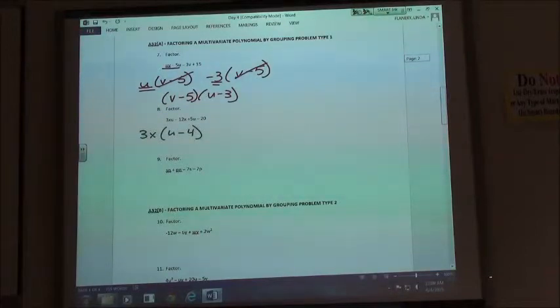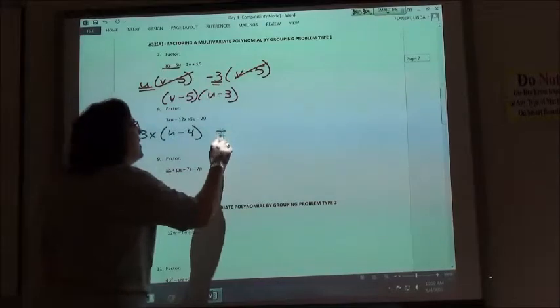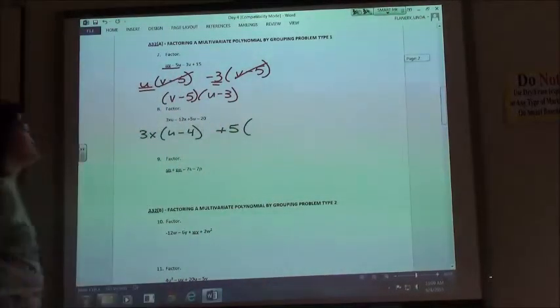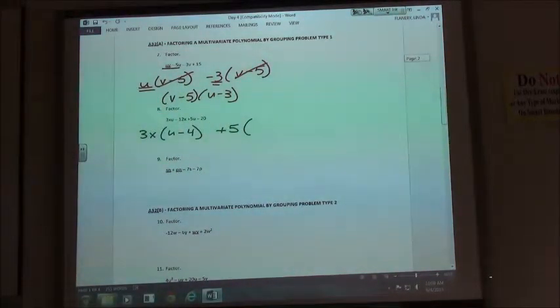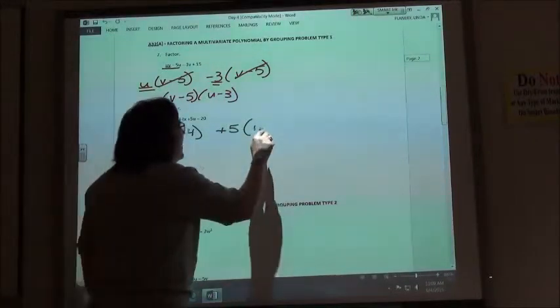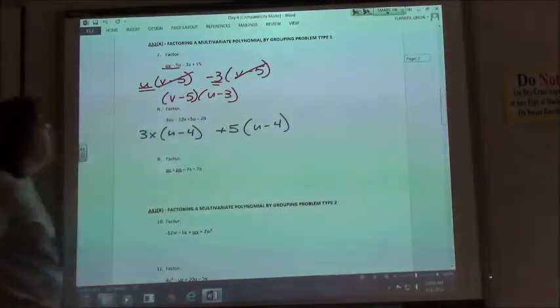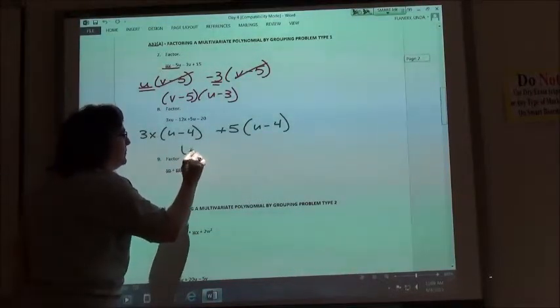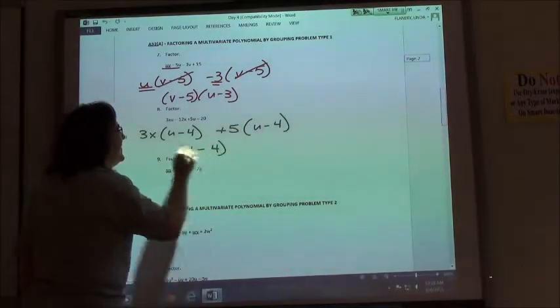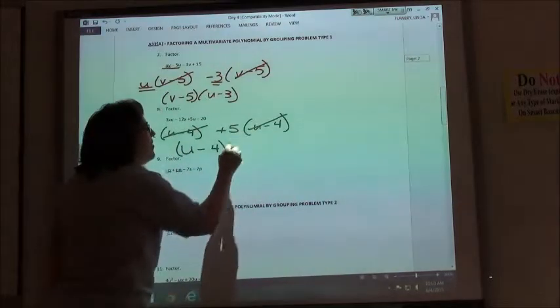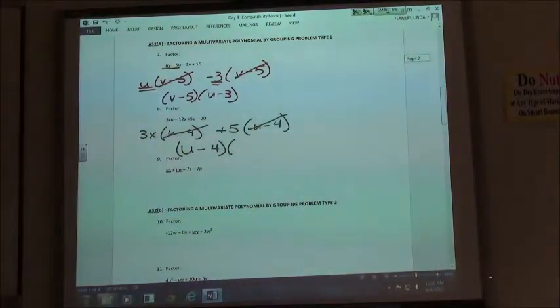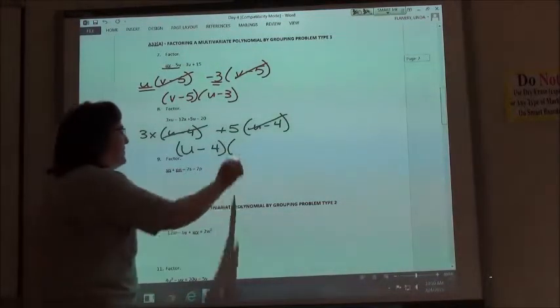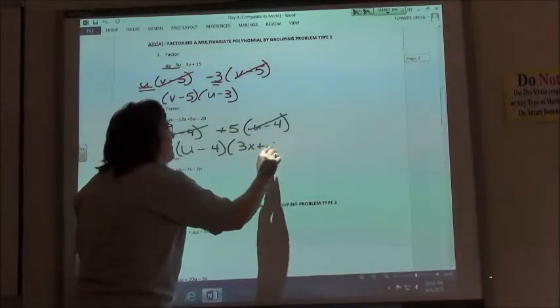I want to be left with u minus 4, so what do I need to factor out of there? A positive 5. I'm going to put my plus sign since there's something in front of there. And indeed, if I do divide out 5, I get u minus 4. So the u minus 4 becomes my common factor. If I divide that out, my other factor would be 3x plus 5.